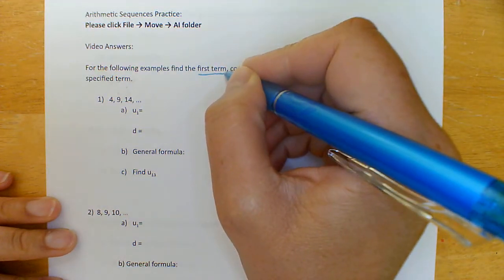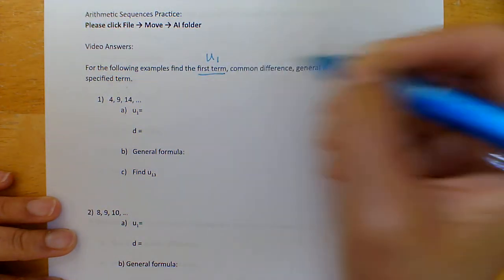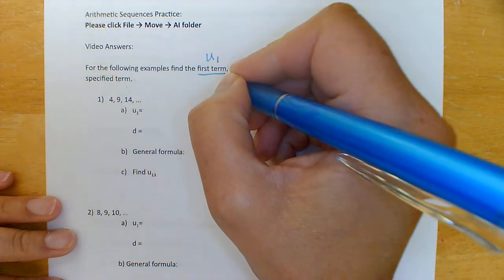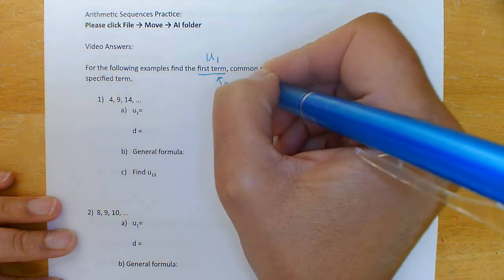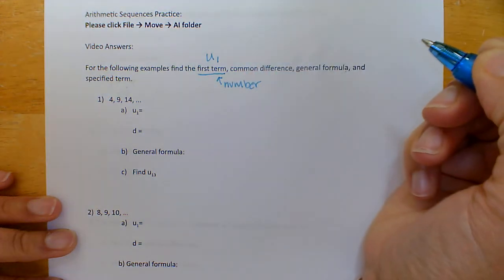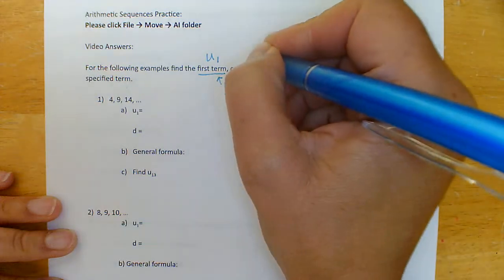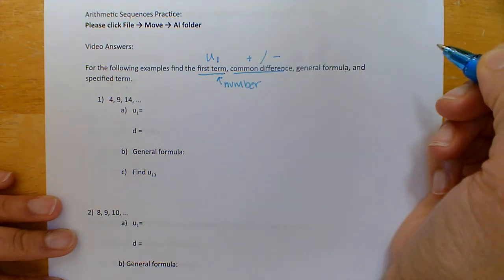The first term is going to be represented by u sub 1. So anytime you see u sub 1, please think of the first term. The word term, we can actually say number, because term and number are the same exact things. Our common difference is what we either have to add or subtract to get from one number to the next.